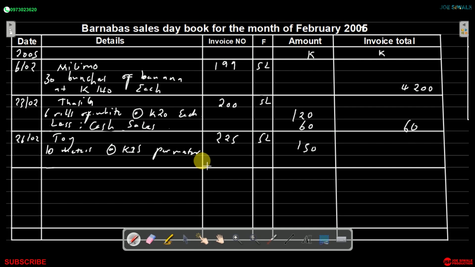And we know that there is a discount there, and the trade discount that we have been given in the question is 5%. So we're going to say less 5% trade discount. So we're going to say 5% of 150. The answer is 7.5. And for us to find the invoice total there, we're going to say 150 minus 7.5. The answer is going to be 142.5.